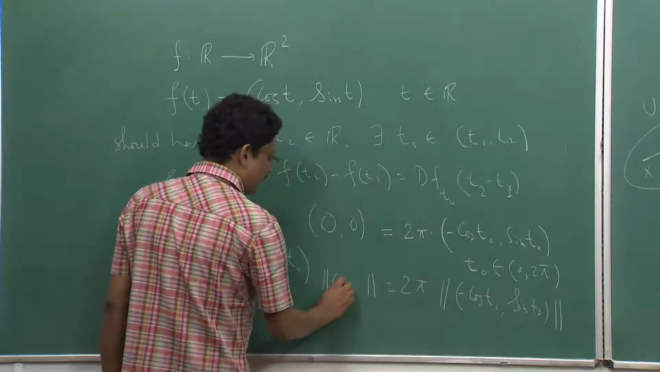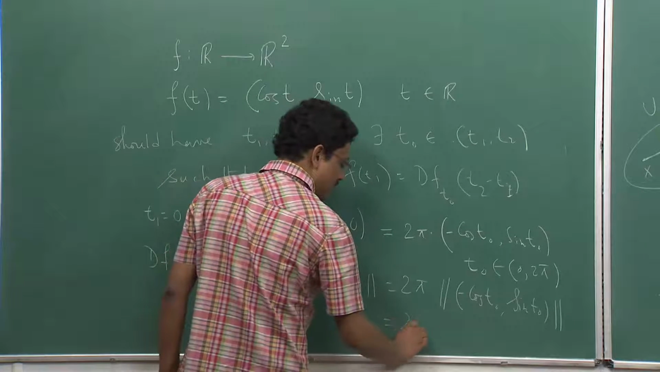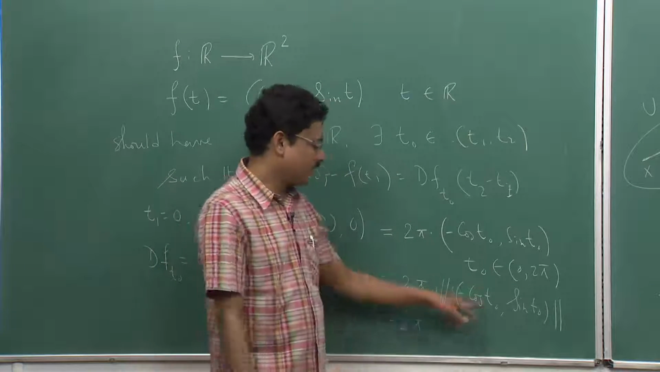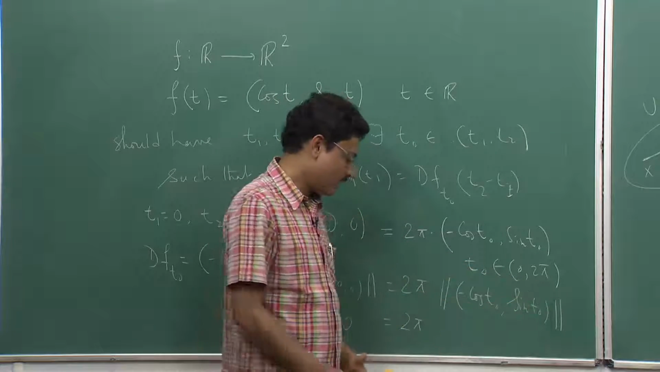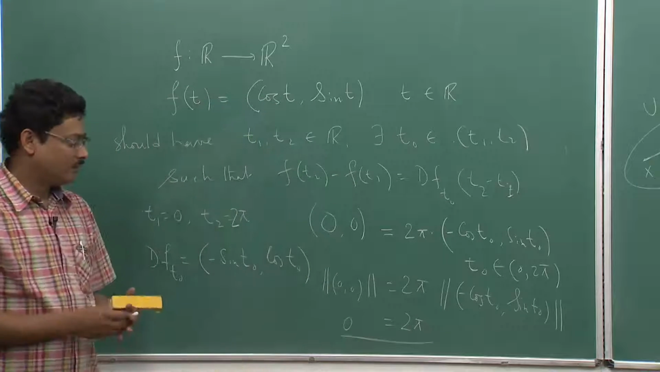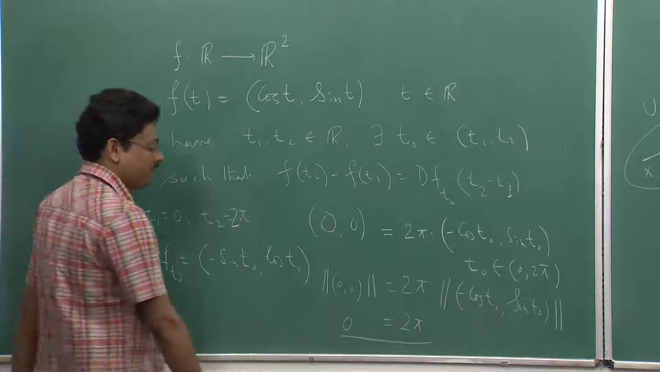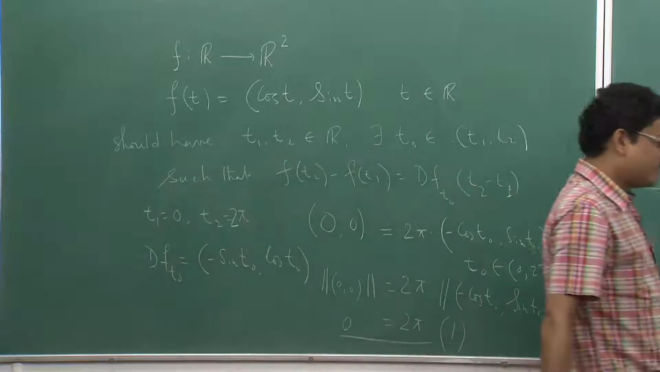This is the norm of the zero vector, which is 0, and here is 2 pi times the norm of this vector, which is the square root of cos square T naught plus sin square T naught, that is 1. So, I will get this, which is a straightforward contradiction. So, this statement does not hold.